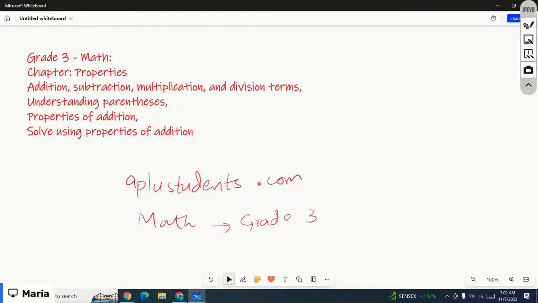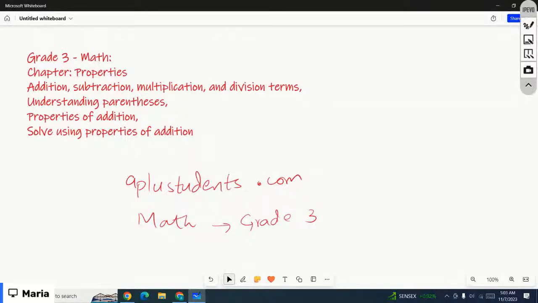We're going to start the chapter properties, and the lessons we're going to cover from the chapter are addition, subtraction, multiplication and division terms, understanding parentheses, properties of addition, and solve using properties of addition. So basically we're going to learn the properties of different mathematical operations, and how we work with these properties. Let's start with the first lesson, that is addition, subtraction, multiplication and division terms.